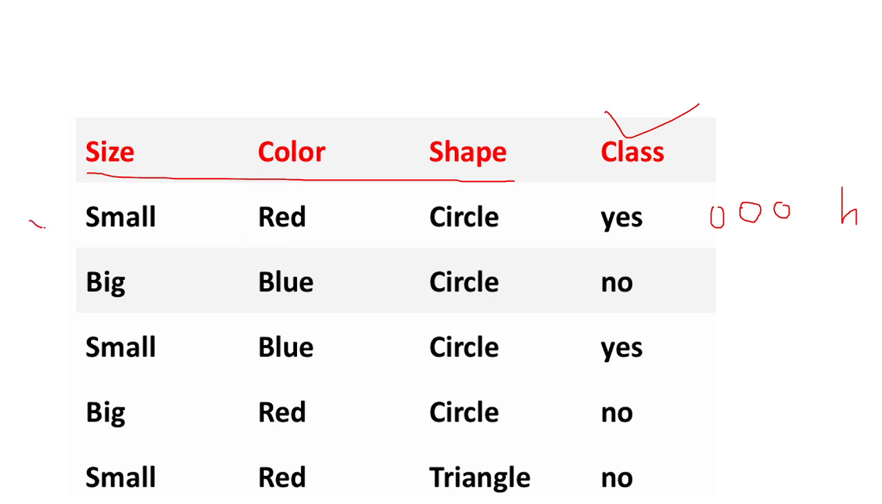We'll take the first training example. Small red circle. The first 0 is replaced by small. I'll write only one letter.